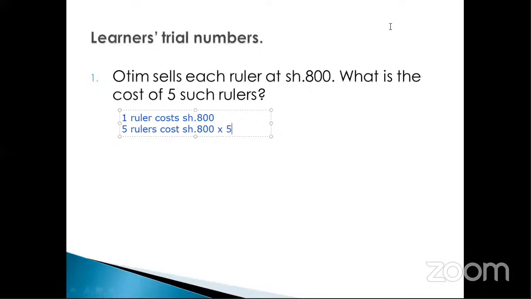So here you can go to your side work because you are multiplying. I've written it horizontally. You can come to your side work and say, now I have here 800 shilling. This is what you should be doing. I have here 800 shilling.